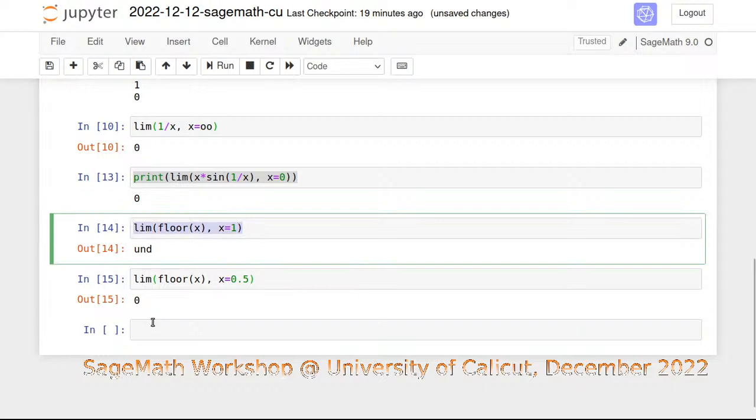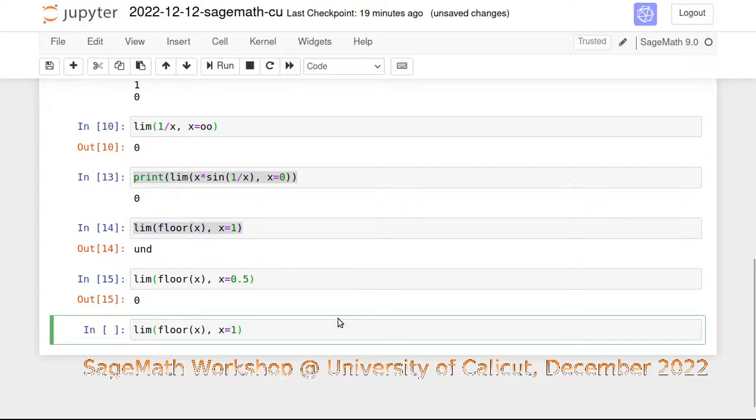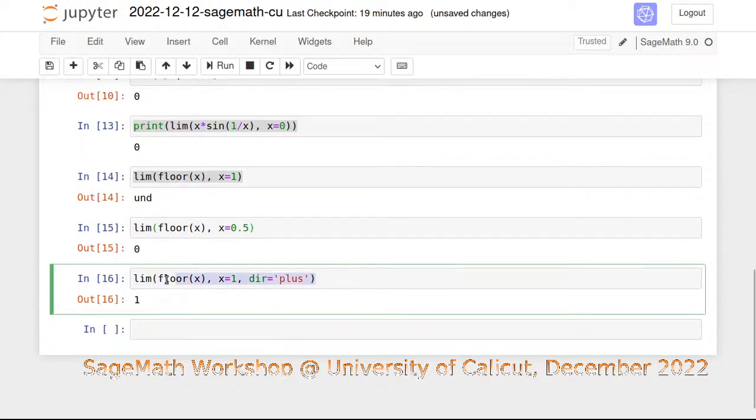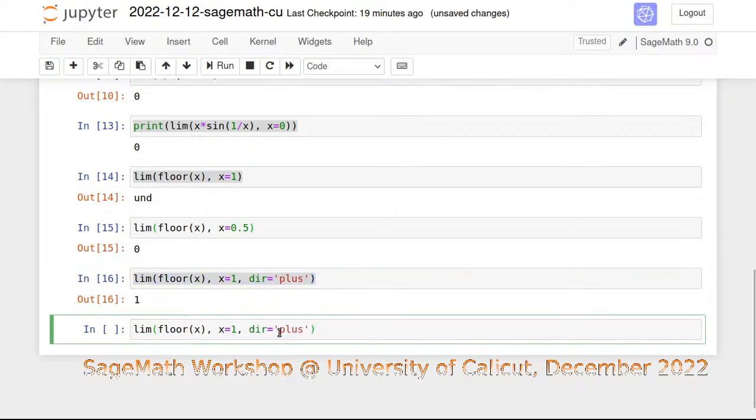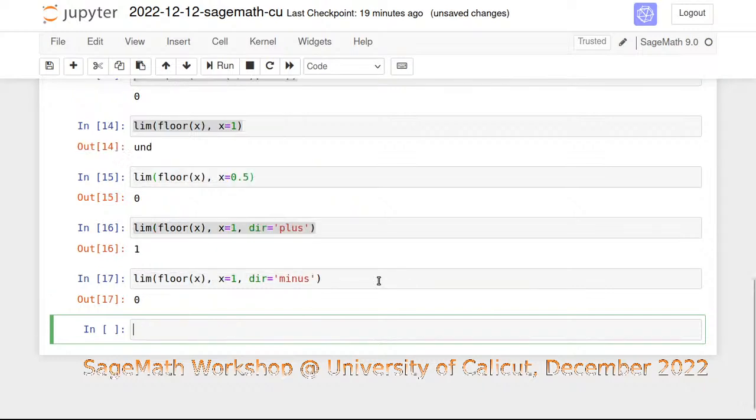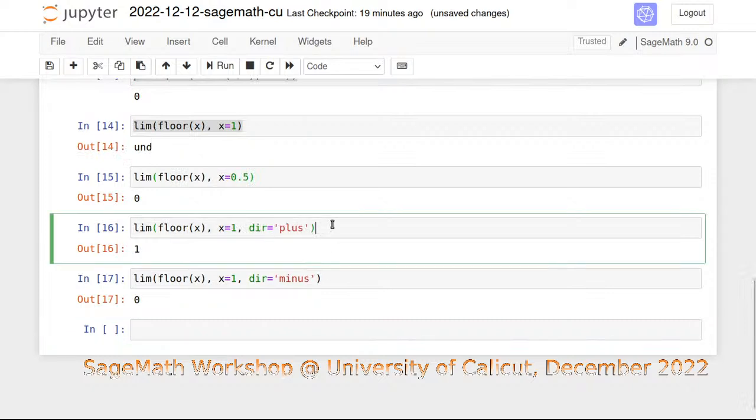Now to find the left and right limits, what we can do is specify the direction as plus. Plus direction means from the right, so this is going to be equal to just 1. So that's correct. And if you use the minus direction, so this is just a type of keyword. Minus, plus, all these are reserved, so we are getting it to be equal to minus.